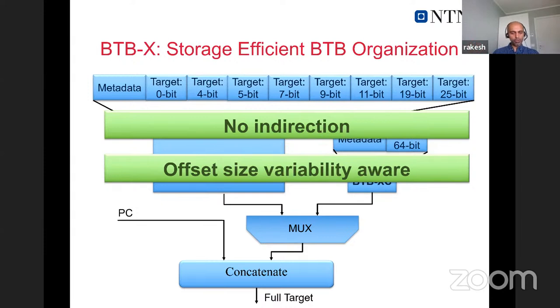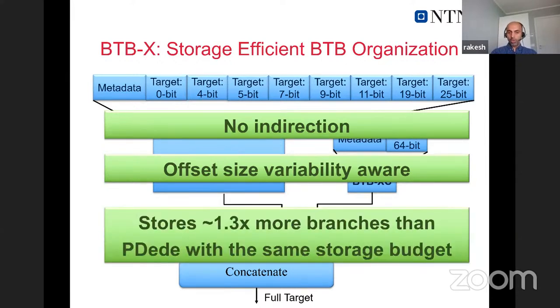Also, we are accounting for the variability in the branch offsets. We have differently sized target fields, and we try to allocate the target to the way where it results in the least number of bits being wasted. And by doing so, we are able to store roughly 1.3x more branches compared to PDD with the same storage budget.